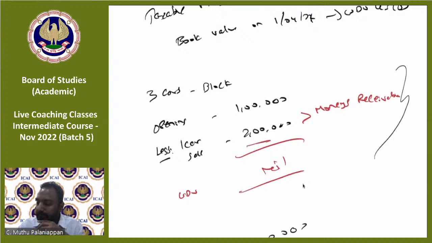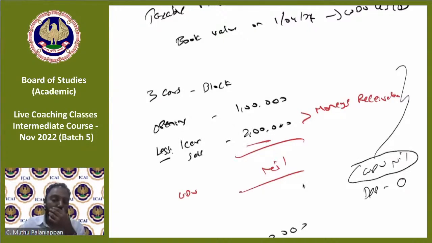Here, since your WDV is nil, you cannot compute depreciation for the other 2 cars because the depreciation applied will become 0 only. You will be applying depreciation on the WDV only, closing WDV. Since your closing WDV is nil, you cannot apply depreciation. So technically speaking, you will not be applying depreciation for the other 2 cars because the WDV itself is nil. That's what we are talking about in this provision, correct? Now we'll move on to the next category.